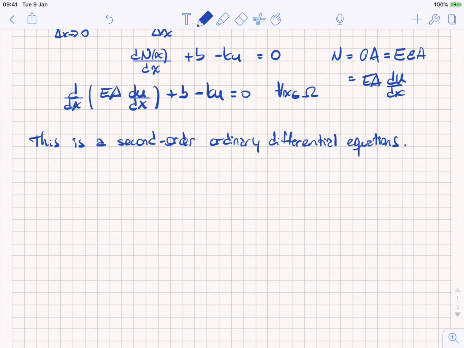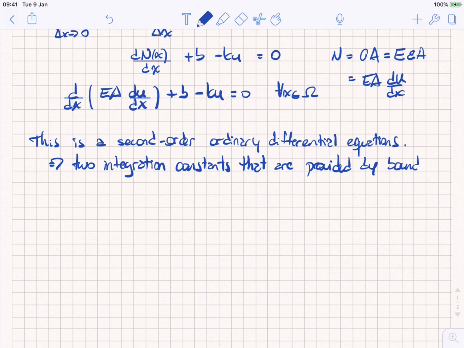And as you would expect in 1D, everything is very simple, but as I said earlier, when we go to higher dimensions, to obtain the exact solution is going to be very hard sometimes, and so we have to rely on approximate methods like the finite element method. Okay? So then we said we need 2 integration constants that are provided by boundary conditions.